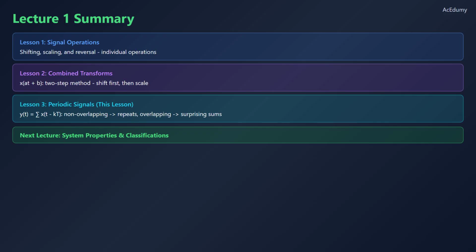Let us wrap up Lecture 1. In Lesson 1, we learned individual signal operations: shifting, scaling, and reversal. In Lesson 2, we combined these operations using the two-step method for x of at plus b. And in this lesson, we learned to construct periodic signals by summing shifted copies. When copies do not overlap, the result simply repeats x of t. When they do overlap, the sum can produce surprising results like a constant. This completes our introduction to signal manipulations. In the next lecture, we will explore system properties and classifications.